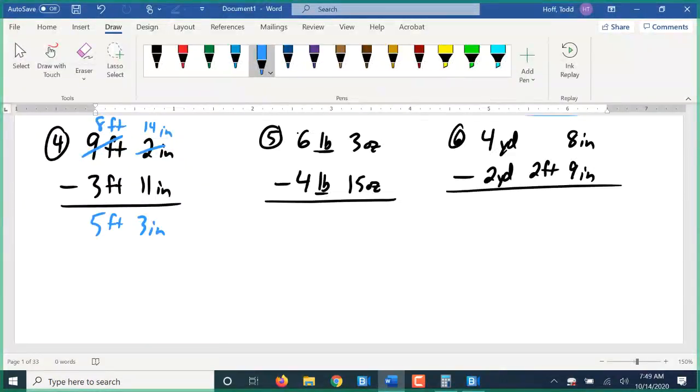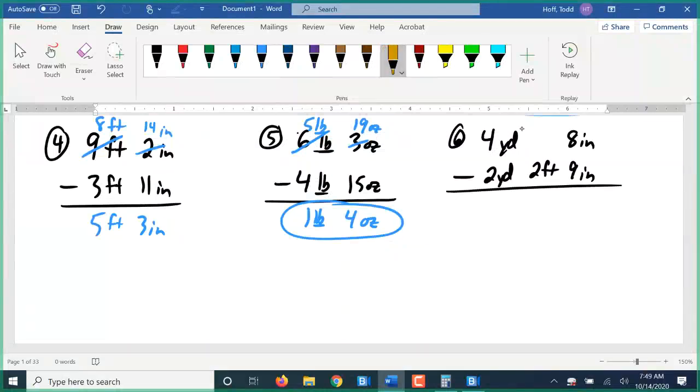The next one here, 3 minus 15 can't be done, so we're going to borrow from the 6 pounds. That's now 5 pounds. That pound contains 16 ounces, so 3 plus 16 is now 19 ounces. 19 minus 15 is 4 ounces. 5 pounds minus 4 pounds is 1 pound. So that's 1 pound, 4 ounces.